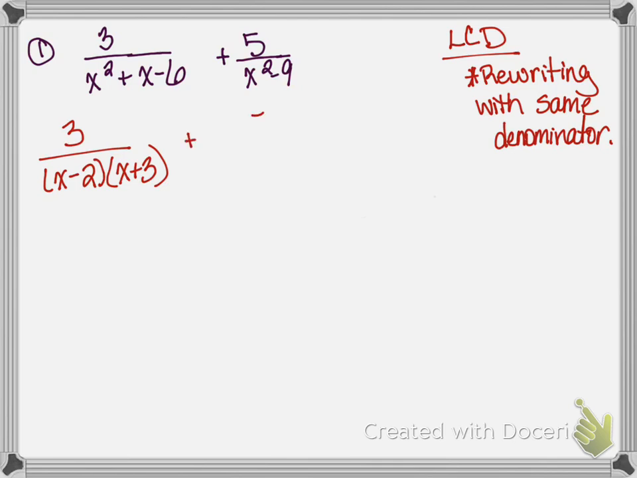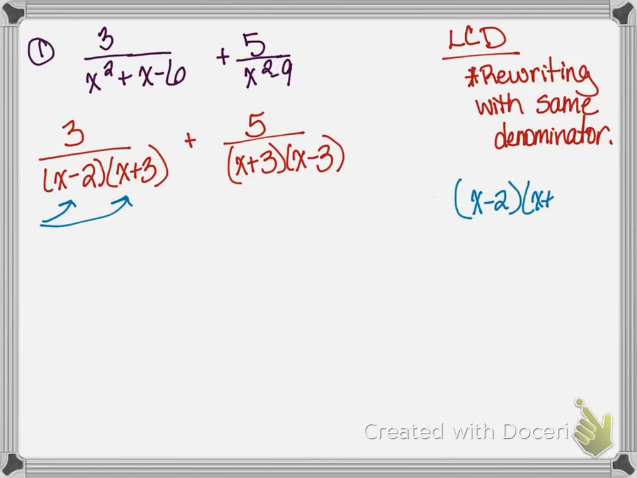Our next rational factors to x plus 3 and x minus 3. Okay, x plus 3 and x minus 3. So our LCD, I am going to start here with my LCD. Okay, so I've got x minus 2 and x plus 3. So then when I look at my second rational, x plus 3 is already accounted for. So I don't have to write that down again. What I do have to write down is the x minus 3. So I've got x minus 3. So now I have my LCD.